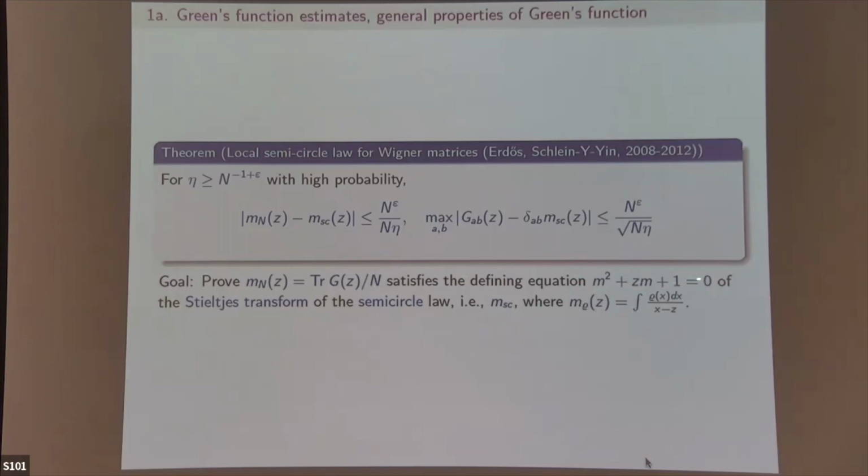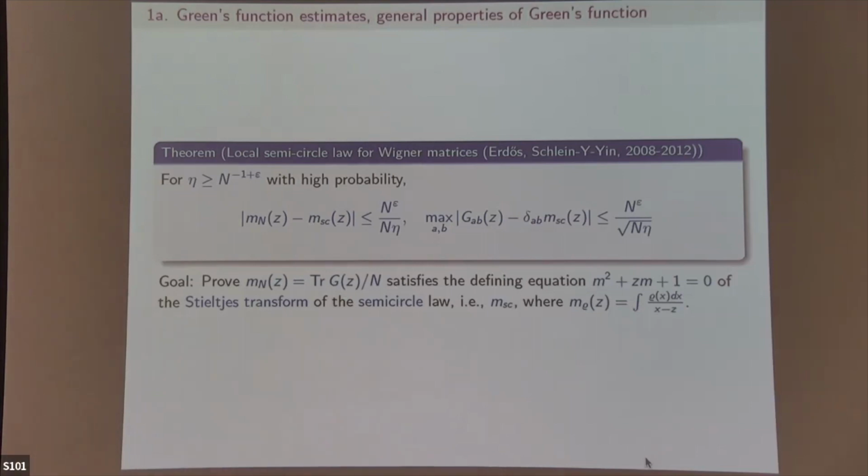m squared plus zm plus 1 equals 0. So what you want to prove is that your m_n will satisfy this equation as well. But as you define m_sc, is it random or is it deterministic? m_sc is deterministic, because this is the semicircle. When you take your trace like that, it's still somewhat random. Oh, this guy is random. Yeah. So this is a high probability estimate.